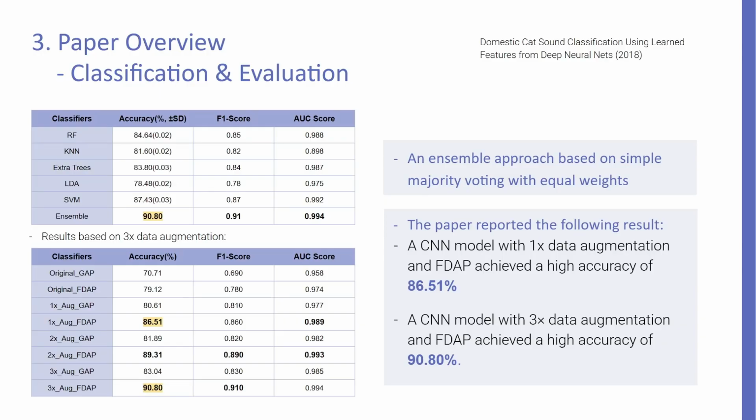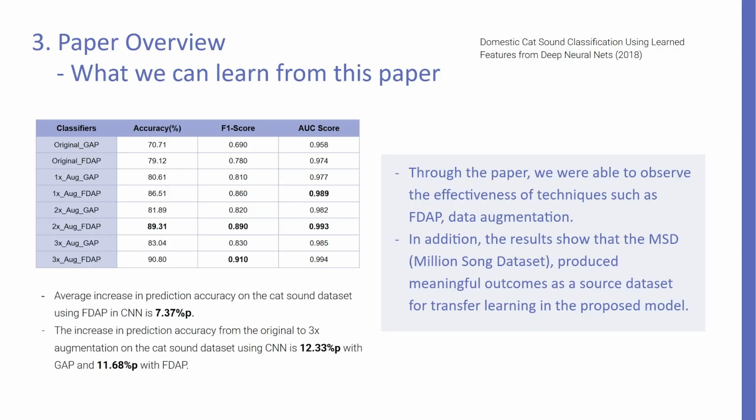Here are the key results from the paper. The table on the left shows that the ensemble model achieved the highest accuracy of 90.8%. Accuracy increased from just 70.71% with the original data and global average pooling to 90.8% with 3 times augmentation and FDAP. From these results, we learned several key things.